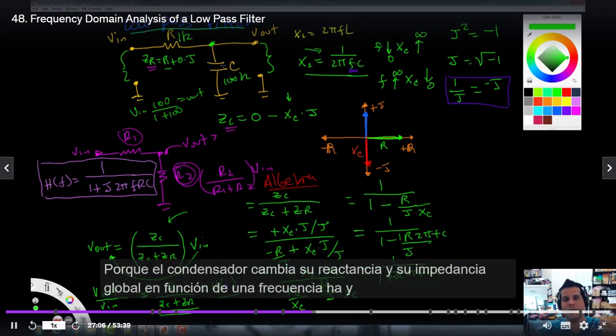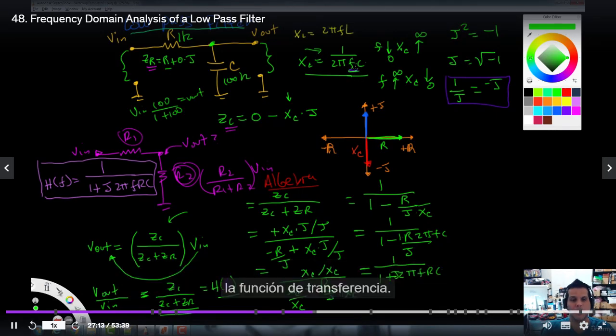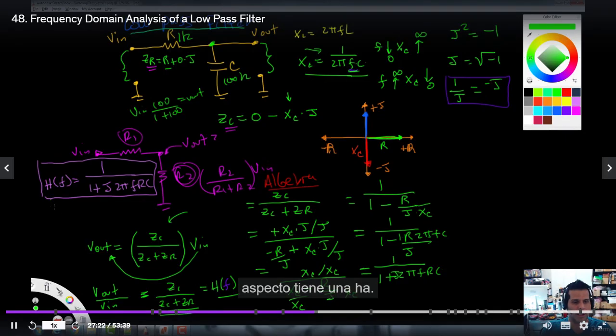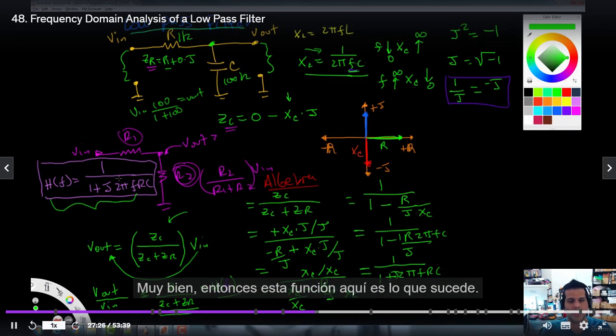Because the capacitor changes its reactance and its overall impedance as a function of frequency. And the transfer function, when we look at this like a voltage divider, but not with an R and another R, but with an R and a C, what does it look like? It looks like this thing. So this function right here is what happens.